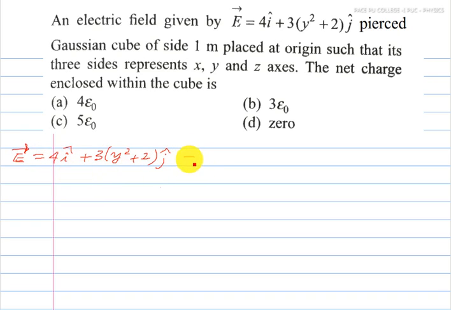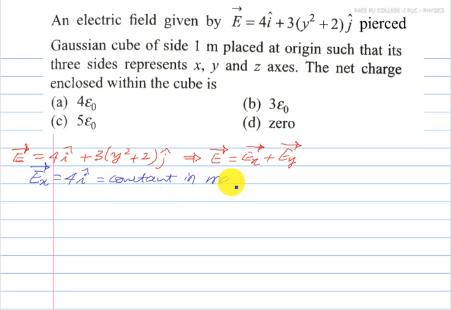Now what I do is I simply split this vector into its components: Ex, which is along the x axis, and Ey, which is along the y axis. I'm not having any z component, because I'm not seeing any k vector. It means Ex is simply 4i, which is constant in magnitude.